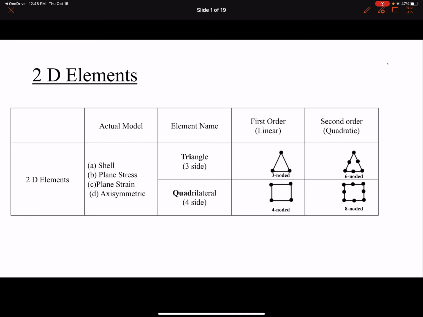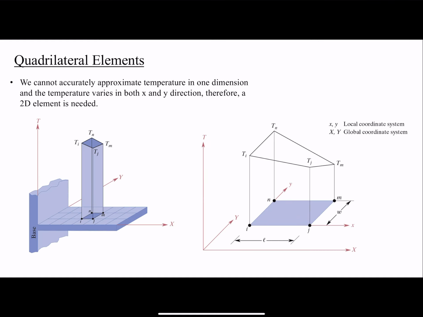As we increase the order, the accuracy increases as we have more nodes and more degrees of freedom. But it comes at a cost of higher computational cost. So there's always a trade-off whether we are using lower order elements or higher order elements. For triangular elements, a linear element has 3 nodes and a quadratic element has 6 nodes. For quadrilateral elements, we are dealing with 4 node and 8 node elements.